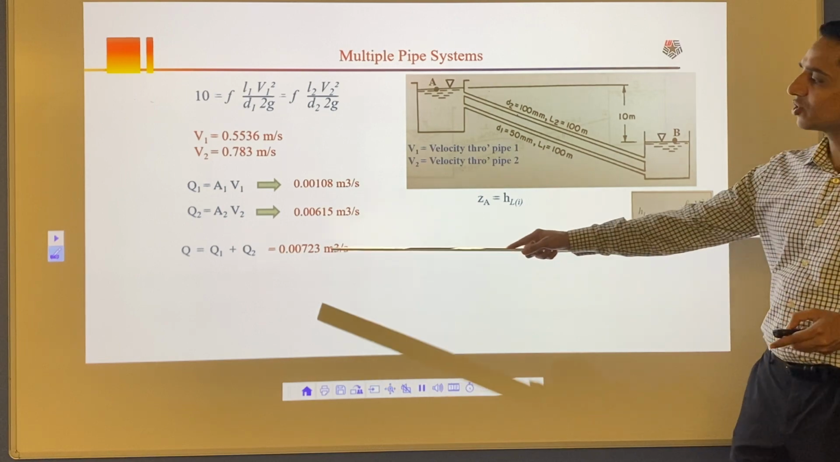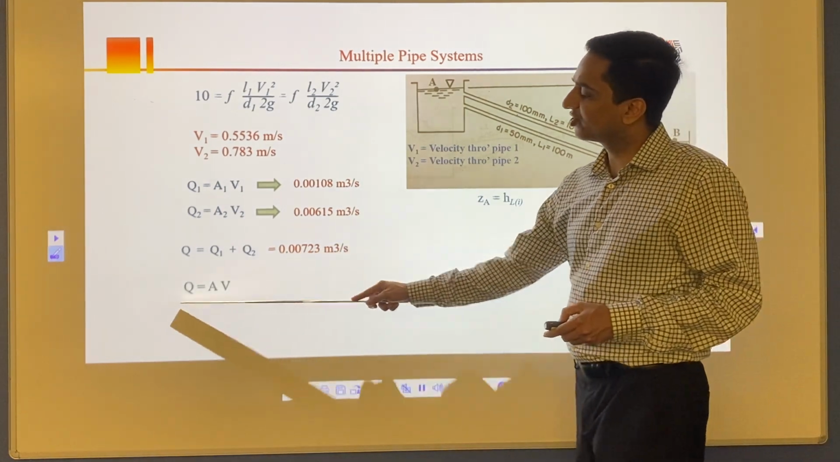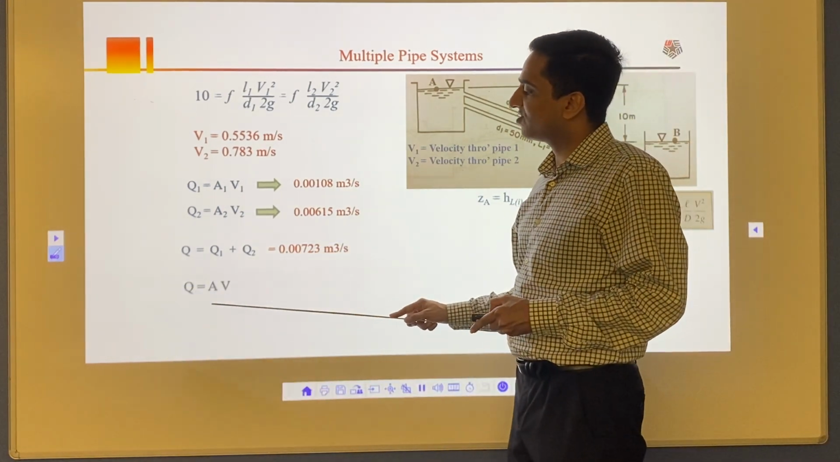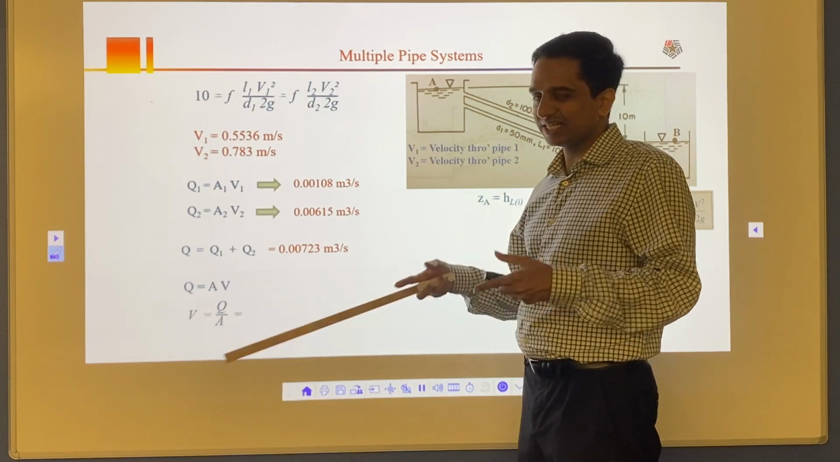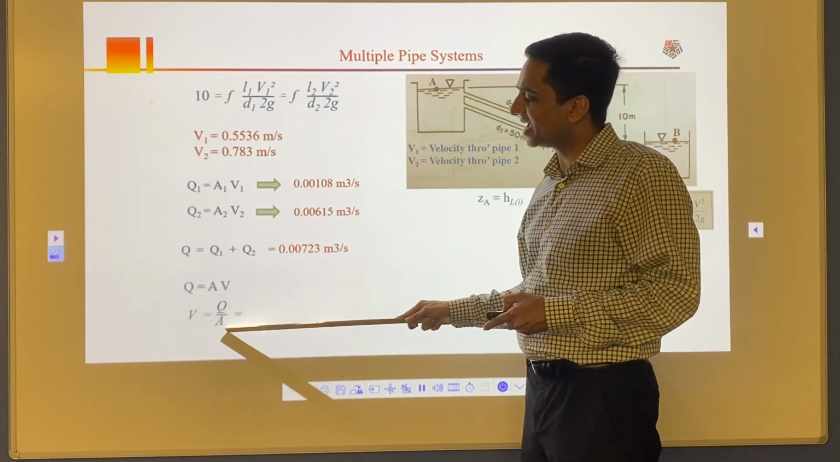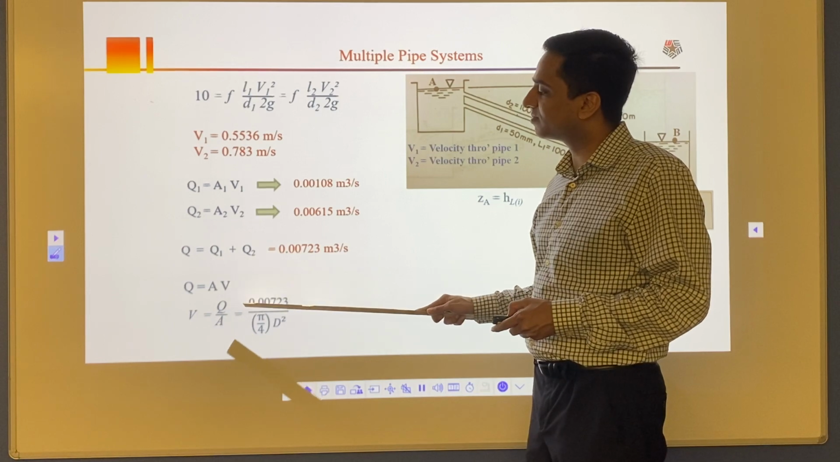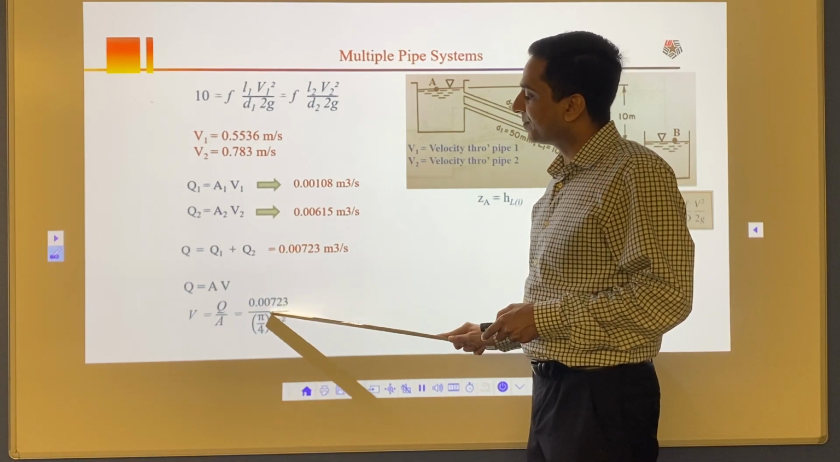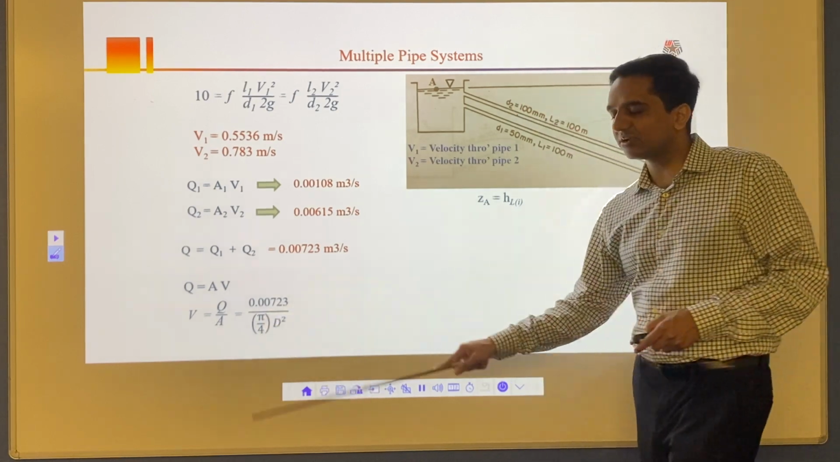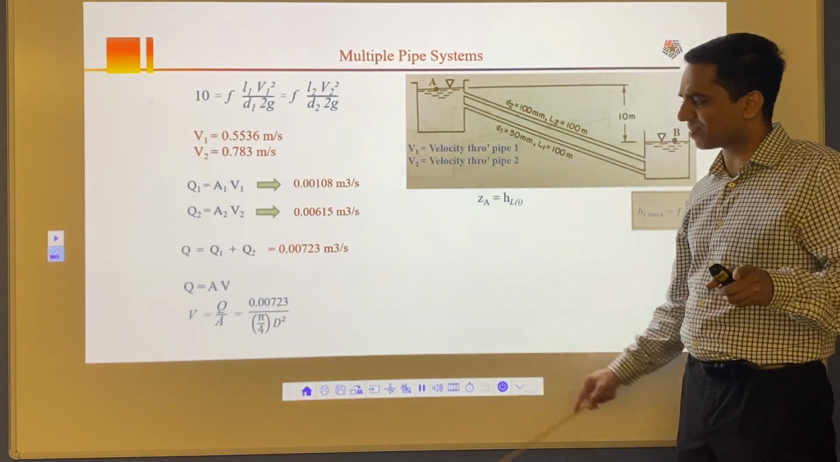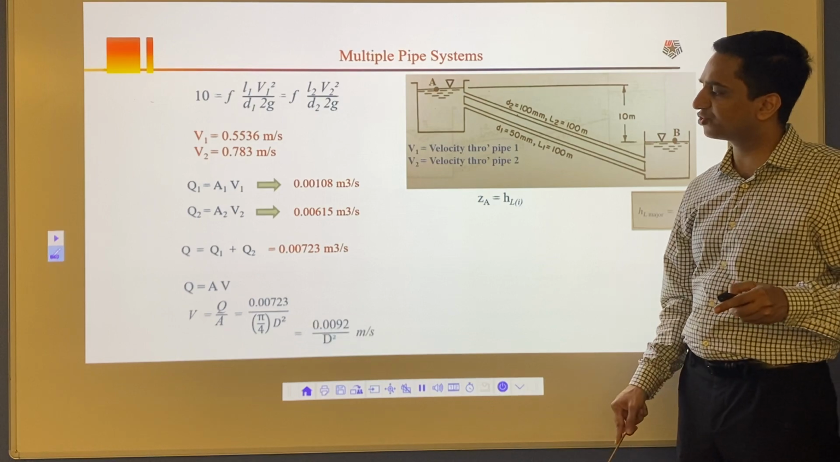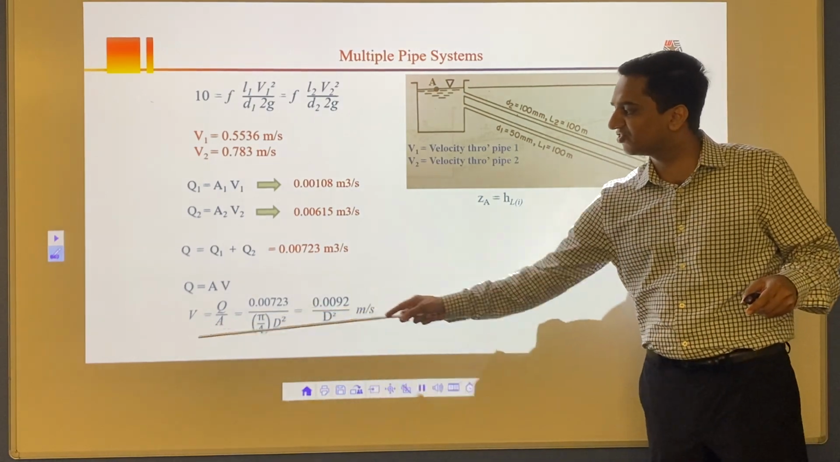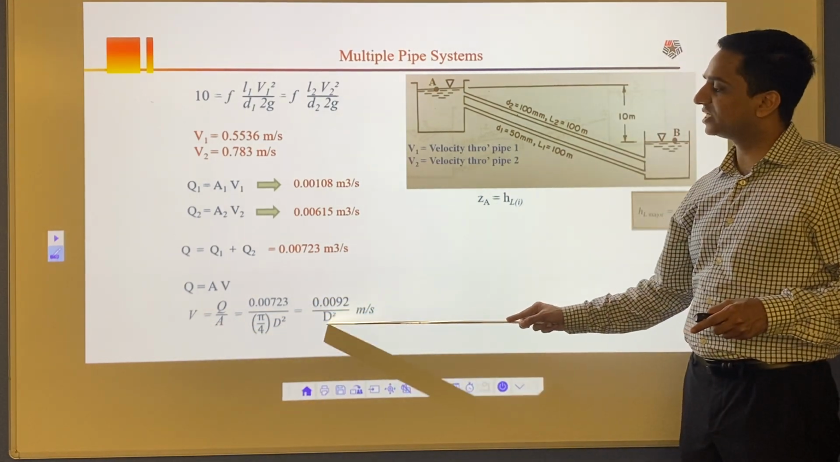So here, to calculate the diameter, I'm going to use this continuity equation. Q is equal to AV. Our velocity in that big pipe is given by Q by A. Now here, I'm going to put some numbers in. Q is 0.007 and area is pi by 4 capital D squared. That's capital D, the diameter of the big pipe. I need to know what is the capital D. I'm going to solve it, and then I'll get a relation V is equal to 0.092 D square.